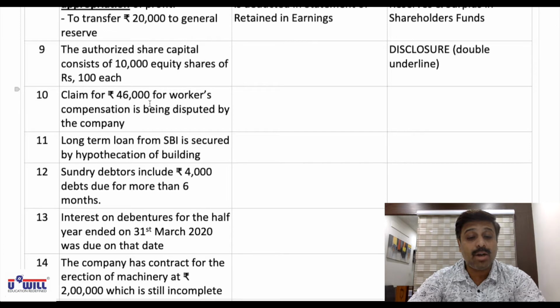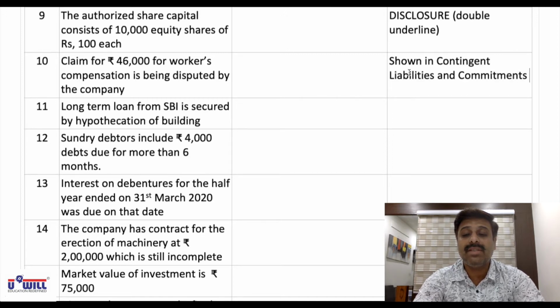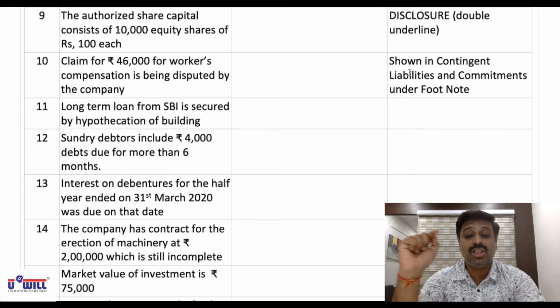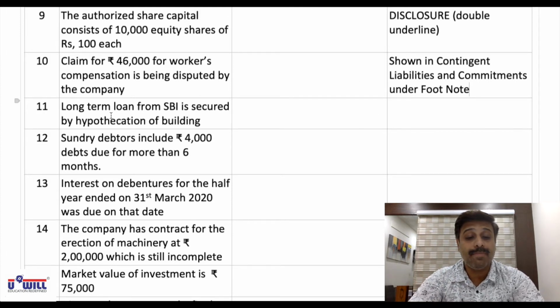Claim of 46,000 for workers' compensation is being disputed by the company. It will come in contingent liabilities and commitments. We studied them in detail in the last lecture under footnote. A footnote means after the balance sheet, we will write contingent liabilities and commitments. That's why it is called a footnote, and in that we will show this claim disputed by the company.